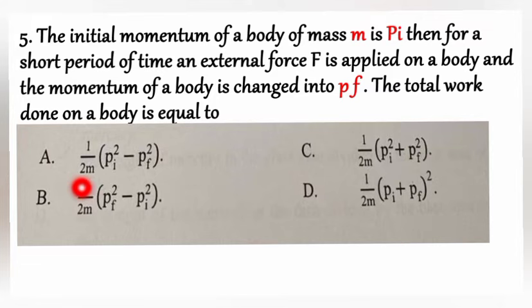A, 1/m momentum initial square minus momentum final. B, 1/m momentum final square minus momentum initial square. C, 1/m momentum initial square plus momentum initial final square. D, 1/m momentum initial plus momentum final, the whole square.